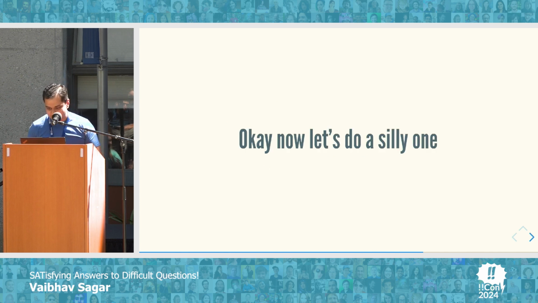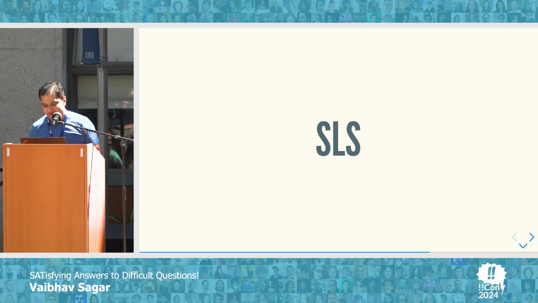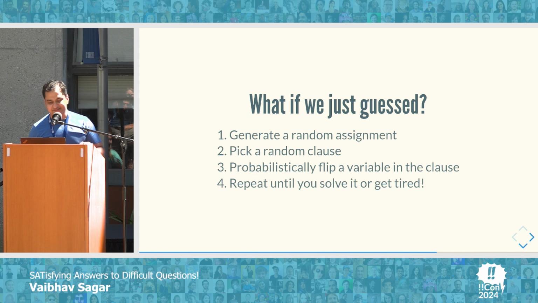Okay, let's do a silly one. I'm going to talk to you about SLS. So instead of a structured approach where we pick a variable, work through it, and pick another variable, what if we just guessed? What if you just generated a random assignment and then you picked a random clause and then in that clause you randomly flipped either the best variable or some other random variable, and you kept doing that until you either got stuck or you found a solution. And if you got stuck, you just throw the whole thing away, do the same thing over and over again until you hit a timeout or something like that.